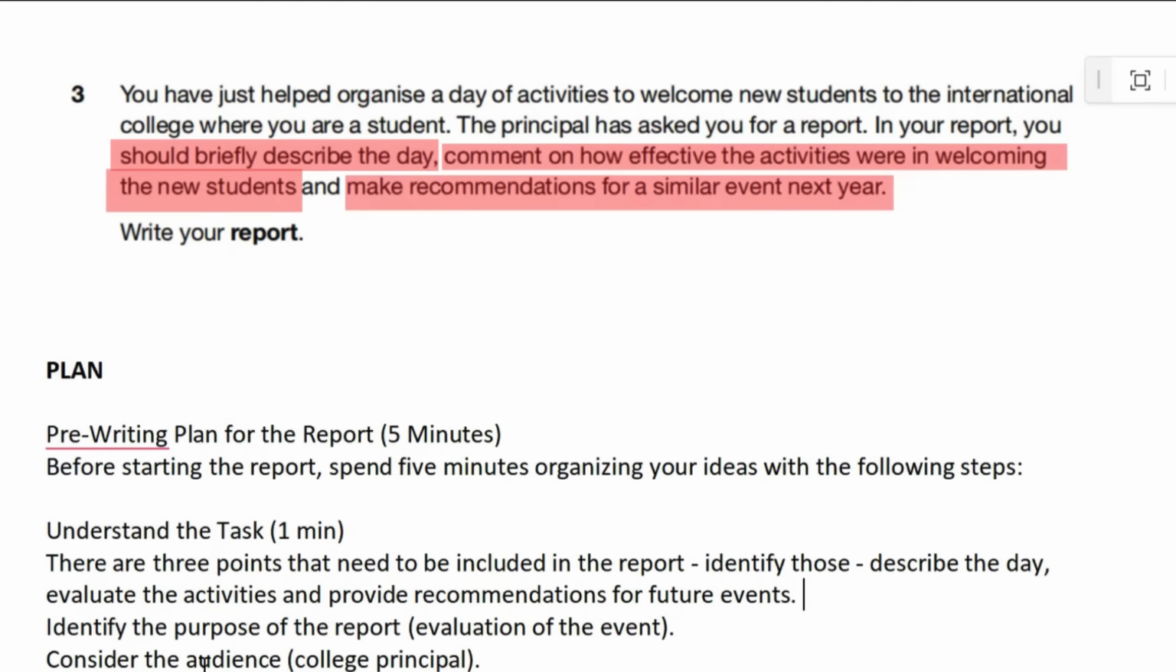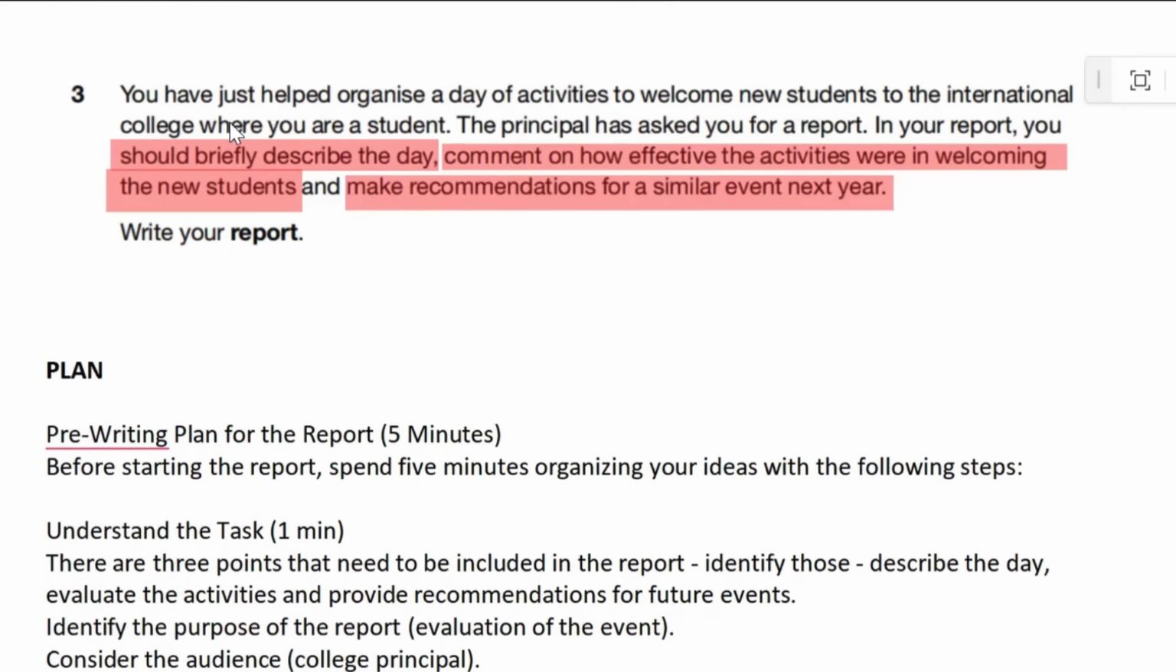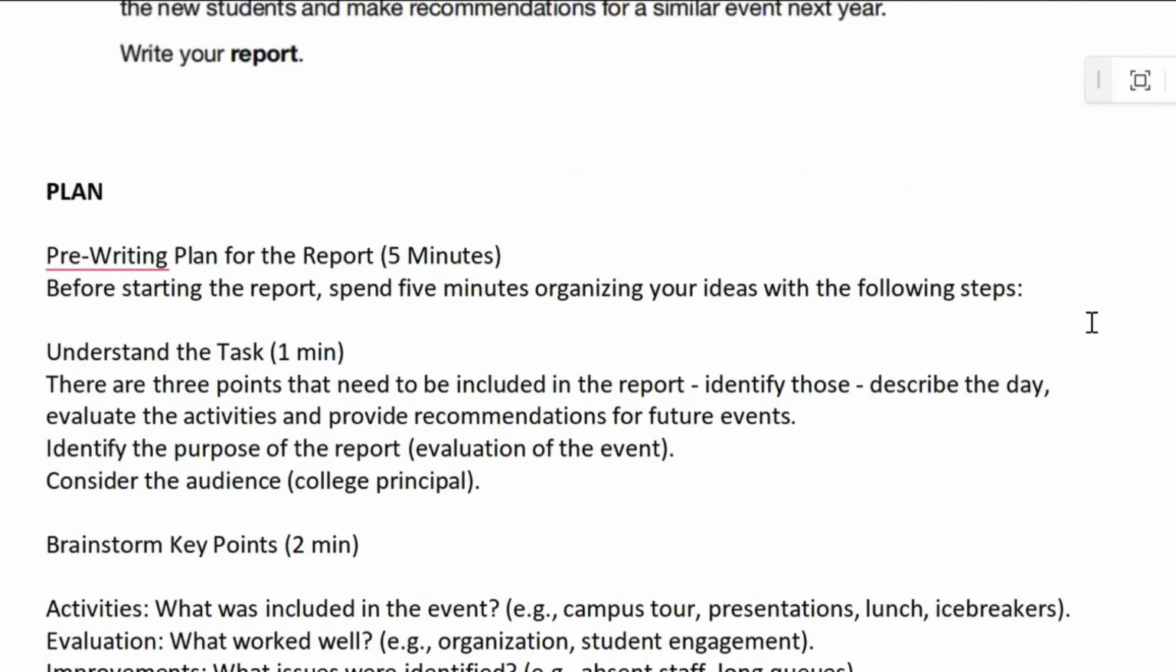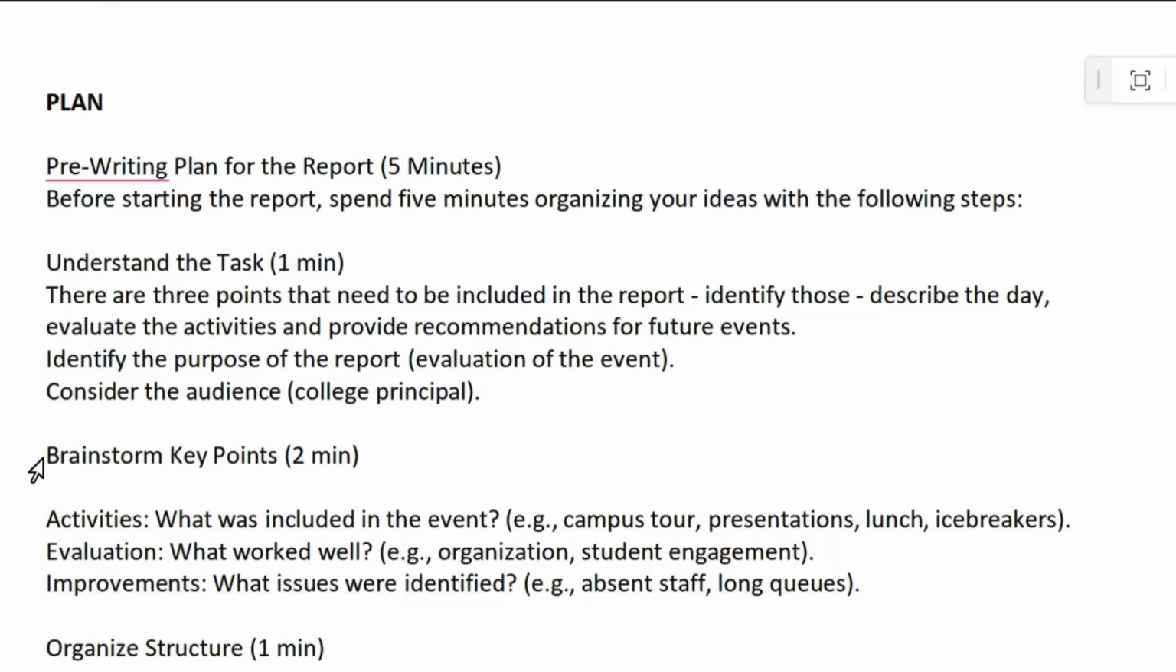The audience that we should definitely consider is the college principal. That will give us probably how formal we're going to write our report. I would suggest in this case, considering that we're a student writing the report for the principal, we're going to make it pretty formal. So let's move on to the next part of our plan. Essentially what we're going to look at now is brainstorming ideas. We've identified the 3 different parts, and you can see here, brainstorm our ideas. We've got 2 minutes to think about that.